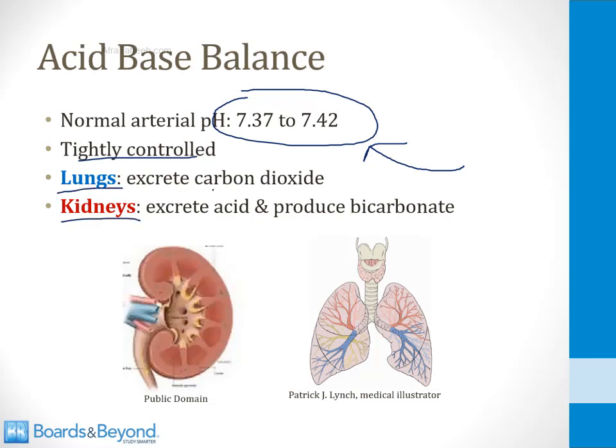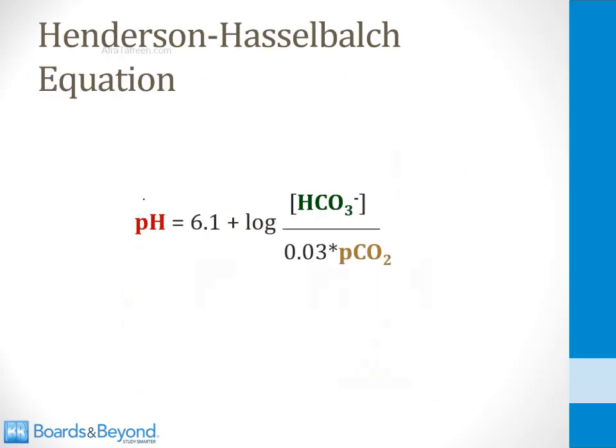The lungs excrete carbon dioxide and the kidneys excrete acid, which is protons, H plus ions, and they also produce bicarbonate, which we'll talk more about in a minute. Shown on this slide is the Henderson-Hasselbalch equation. This equation can be used to estimate the pH of human plasma if you know the concentration of bicarbonate, which is HCO3 negative, and the partial pressure of carbon dioxide.